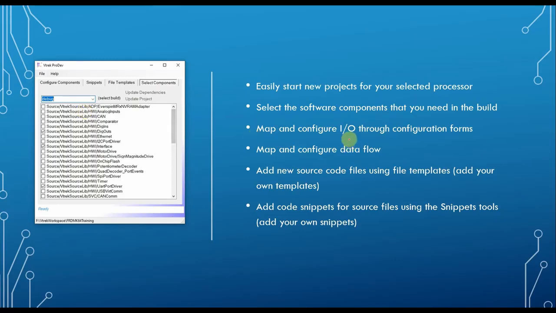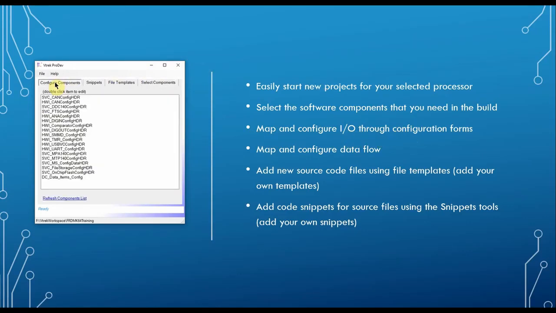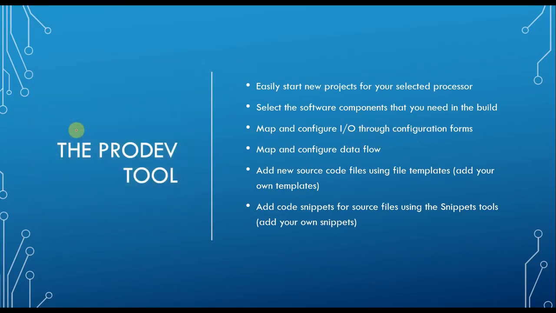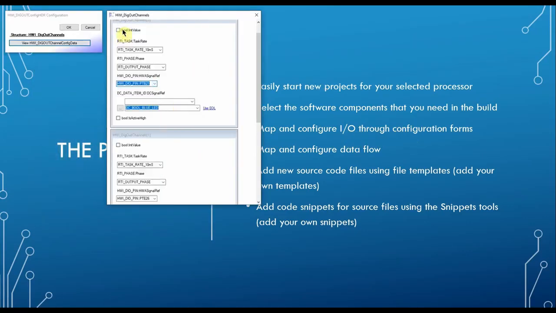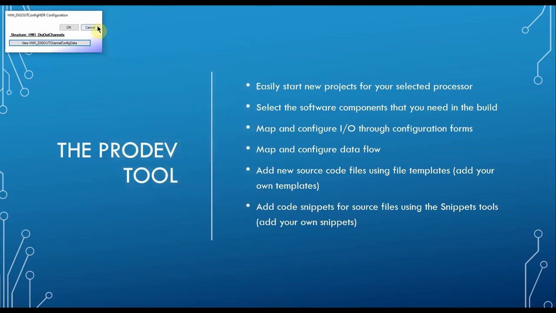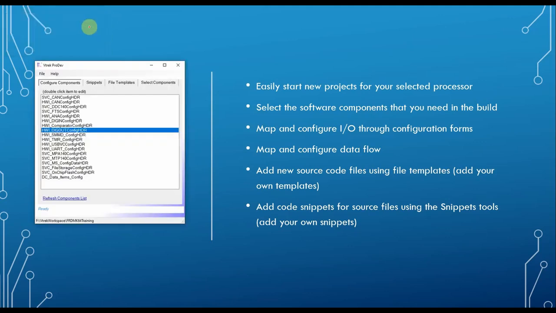You can map and configure I/O through configuration forms. In this example, we're showing configuration for digital outputs. All of this type of configuration data is stored in a const structure in a C++ file in your build, so you can modify and update settings there as well.